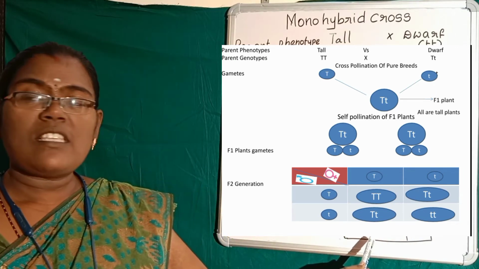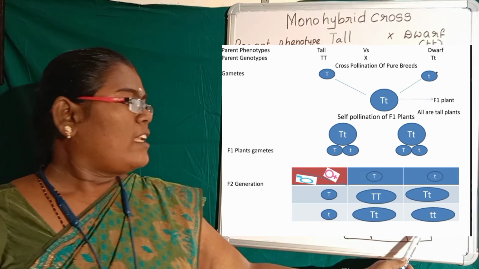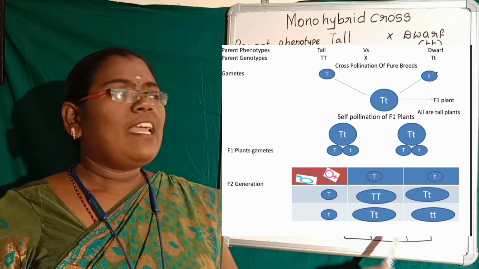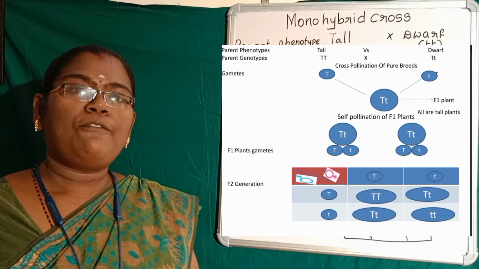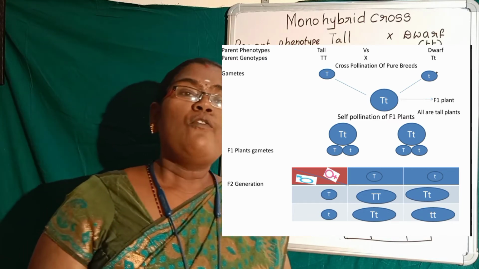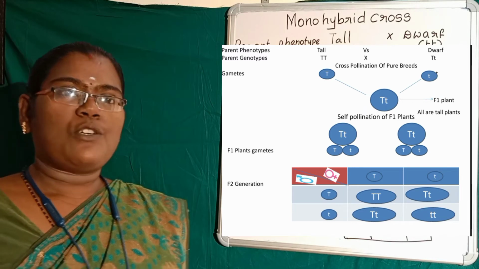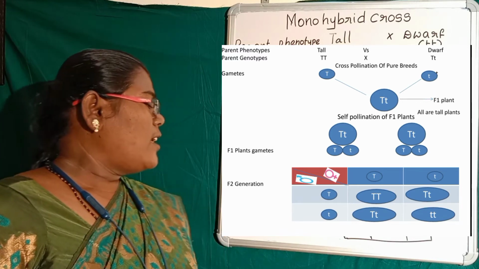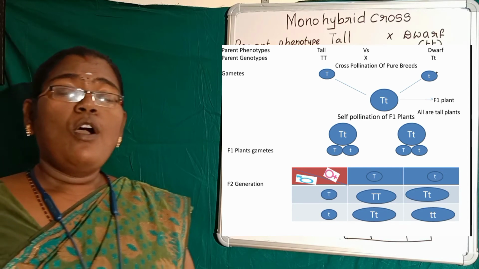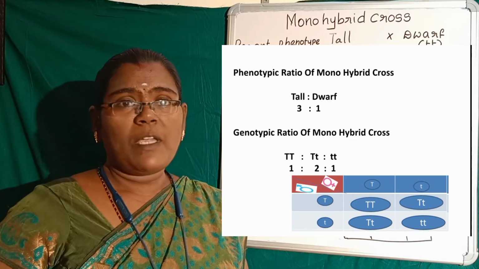Here, if you are fusing the capital T, small t and this 2, it has to form small t and small t. Like this we are getting the F2 generation. So from this F2 generation, we can write the ratios. We can write the monohybrid cross phenotypic ratio and the monohybrid cross genotypic ratio.